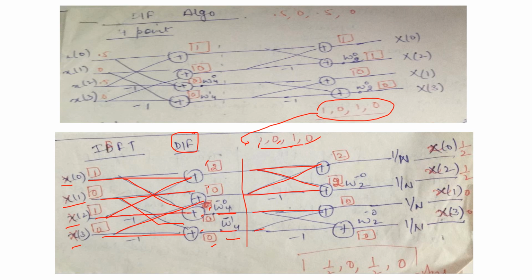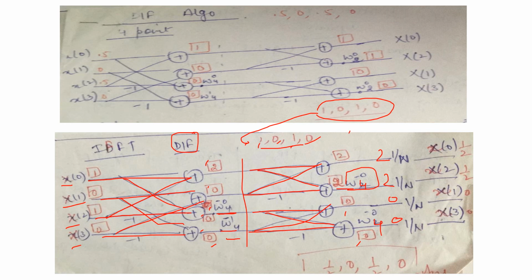0 plus 0 is 0, and 0 plus 0 is 0. Clear? Here we multiply this 2 with the twiddle factor. Here it is W40, and W40 is 1. So this is 2. This after multiplying with twiddle factor remains 2. This is 0. This 0 will multiply with twiddle factor, means 0. Clear?